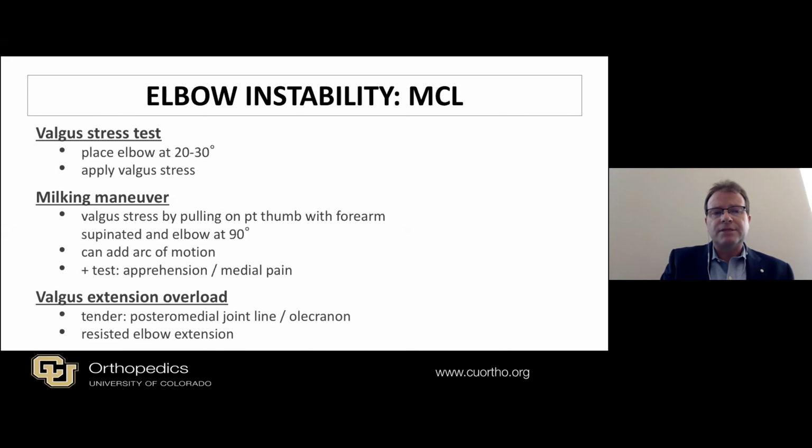And then finally, the MCL, we recognize the valgus stress test, milking maneuver, and a valgus extension overload in a repetitive throwing athlete with sometimes posterior medial joint line pain at the ulnohumeral joint, sometimes even with some degenerative changes or early osteophyte formation, which can be seen aggravated with resisted elbow extension.